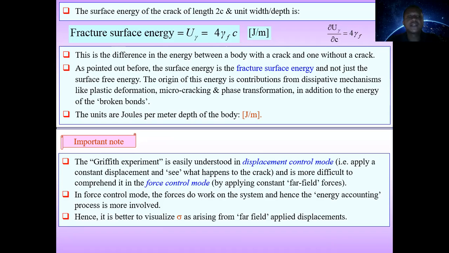Note that the Griffith experiment is easily understood in the displacement controlled mode, that is, applying a constant displacement and seeing what happens to the crack. It is more difficult to comprehend in the force control mode, by applying a constant far field force. In the force control mode, the force does work on the system and hence the energy accounting process is more involved. Therefore, it is better to visualize sigma as arising from a far field applied displacement.